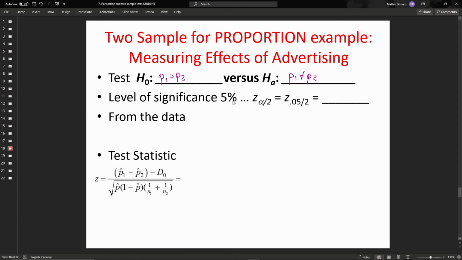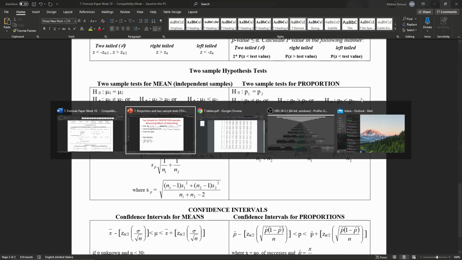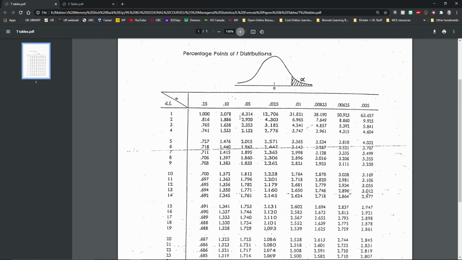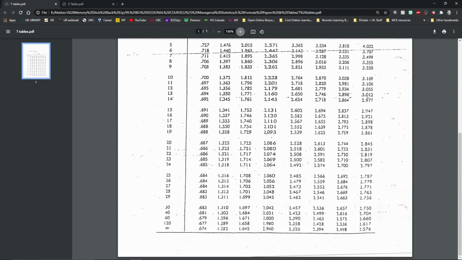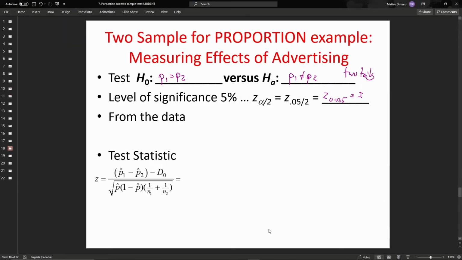Level of significance is 5%. It's a two-tail test, right? It's two tails, so we're going to have to split that in two. So alpha divided by 2 gives us a z of 0.025, which is going to be plus or minus, because it's on both sides of the curve. Go to your t-table and look up 0.025, degrees of freedom infinity, 1.96. So 1.96 plus or minus, because it's on both sides of the distribution. I usually recommend you draw this: negative 1.96, positive 1.96.